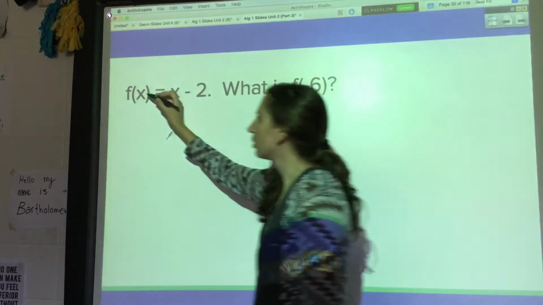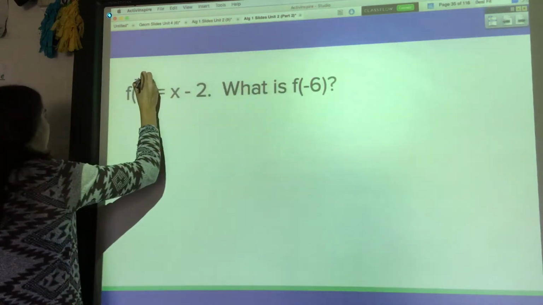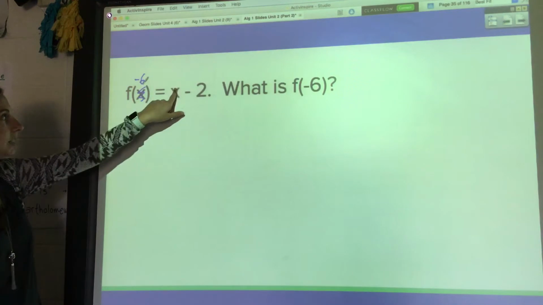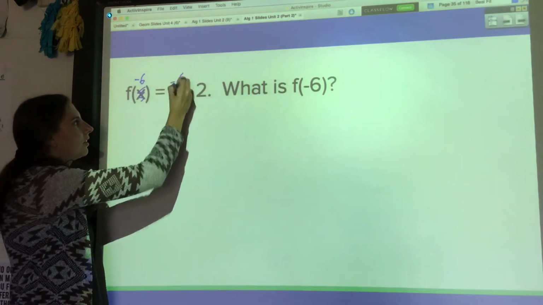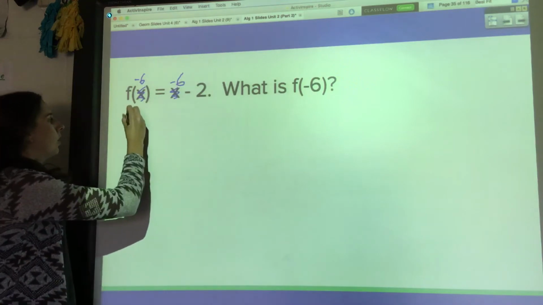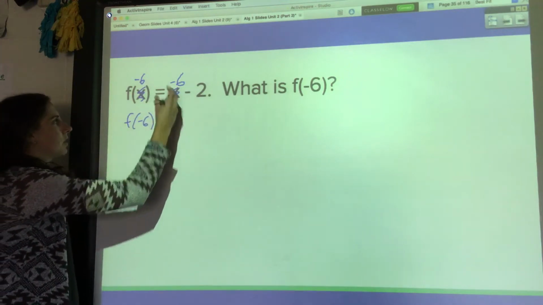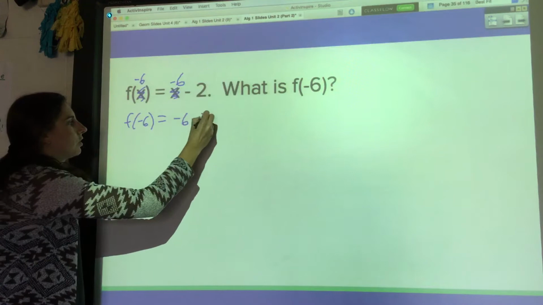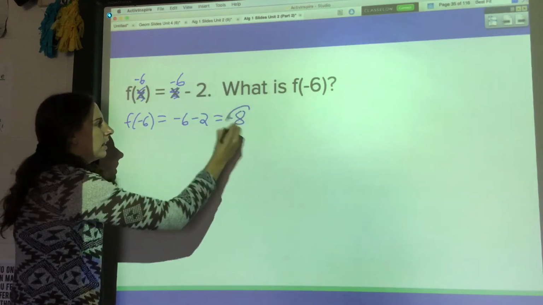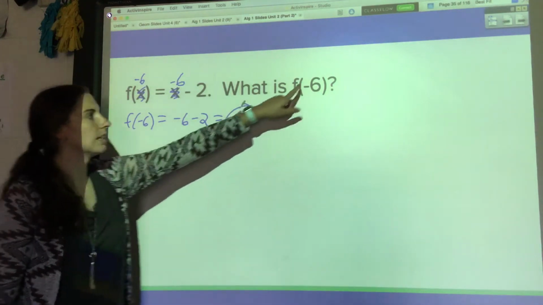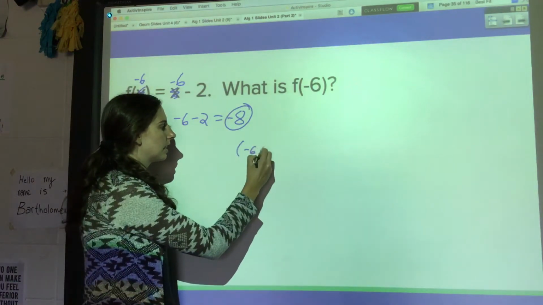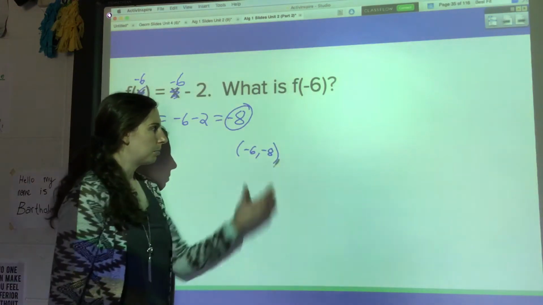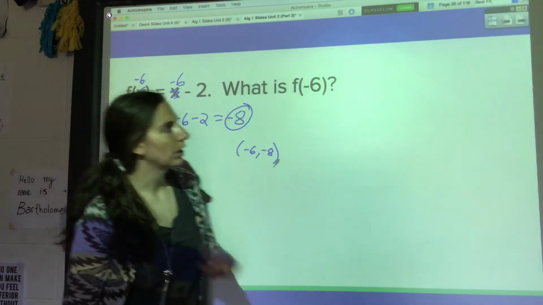So literally you're just taking out x and putting -6, meaning I'm going to take out this x that was the placeholder for the input and put in -6. So f of -6 equals -6 minus 2, which is -8. That's the output that goes with this input. If I wanted to write that as a coordinate, it would be (-6, -8), but it just asked for the output. That was just a little bonus.